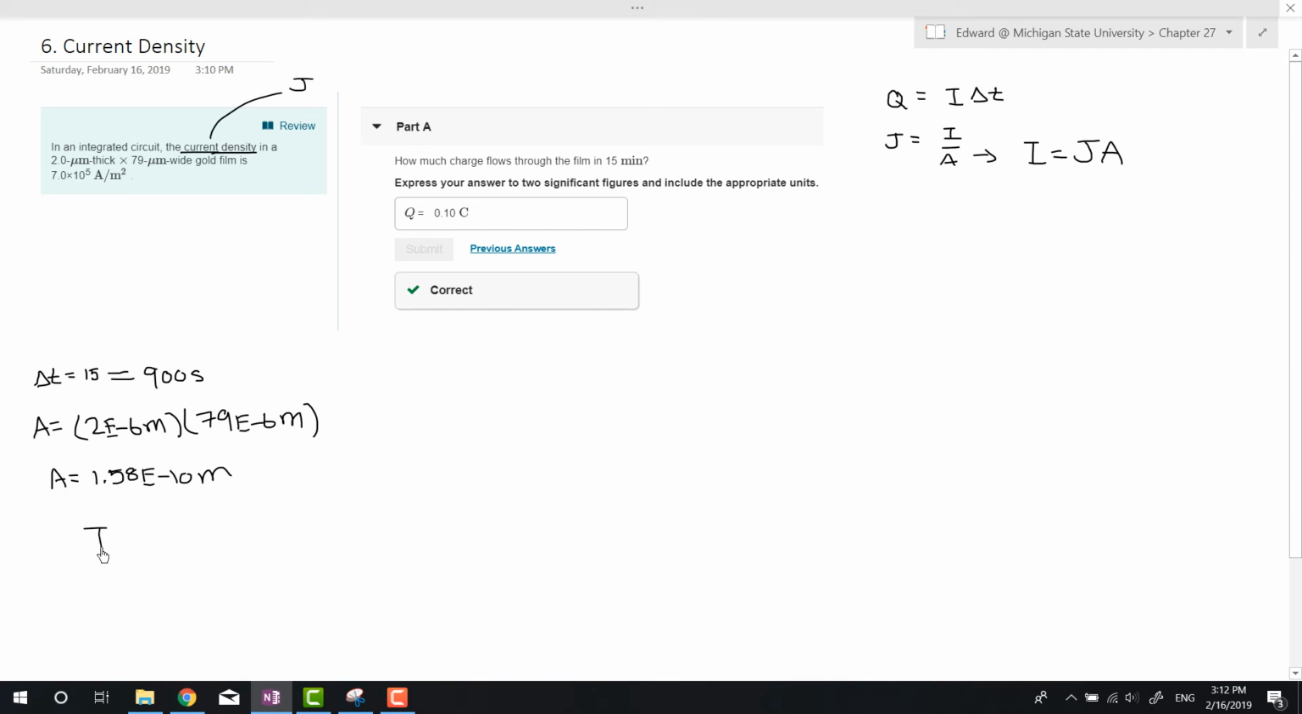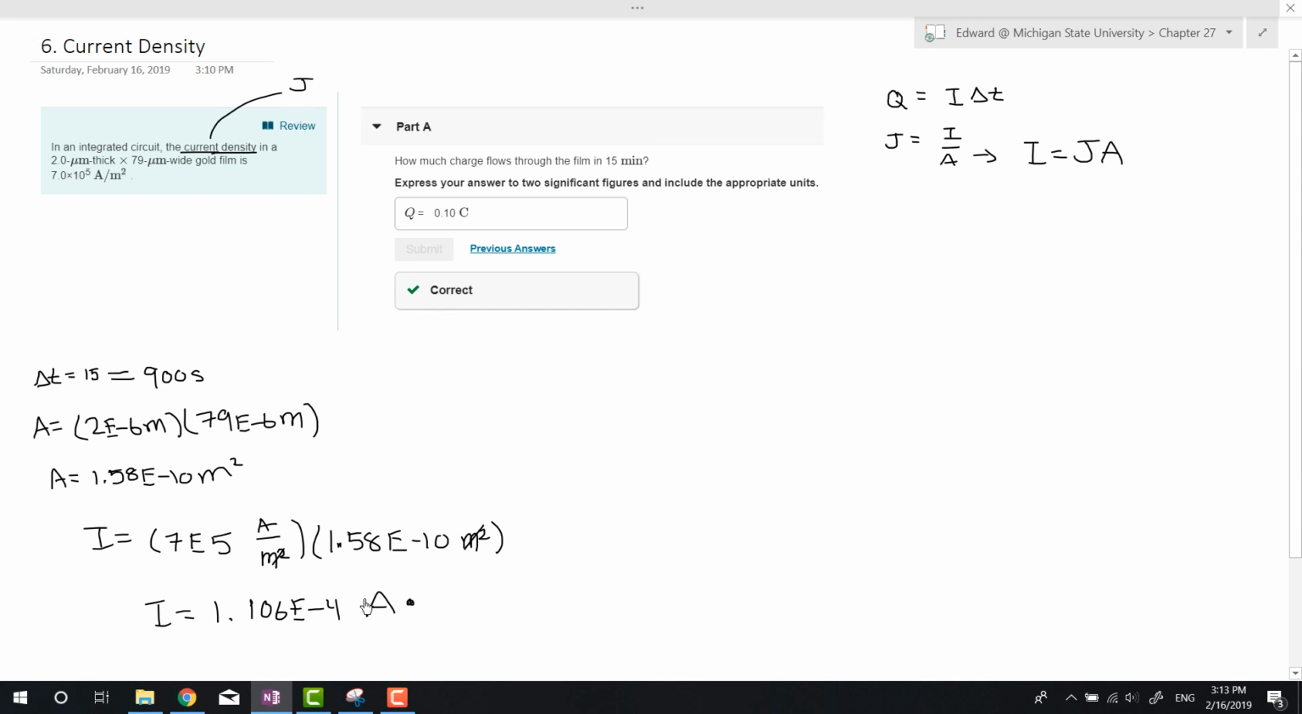And then I is going to be equal to J, which is 7e to the 5 amps per meter squared, times 1.58e to the negative 10 meters squared. The meters squared cancel and we're left with amps, which is the unit of current. So 7e to the 5 multiplied by that, we get a current of 1.106e to the minus 4 amps. That's a really small current.